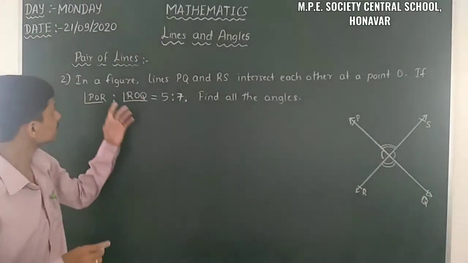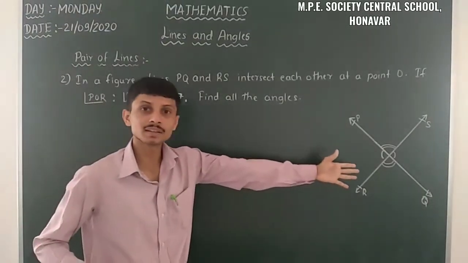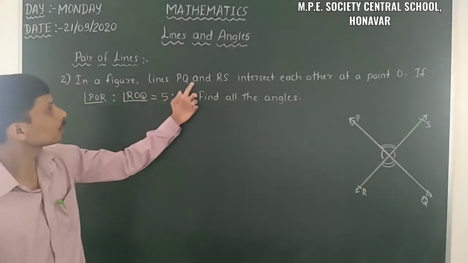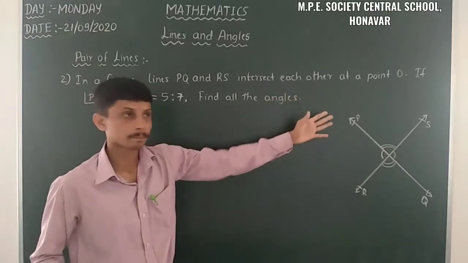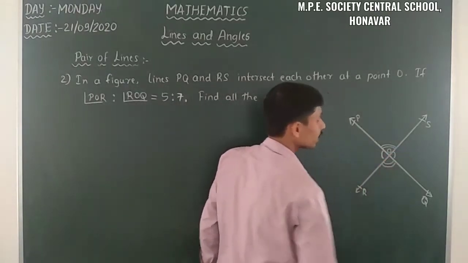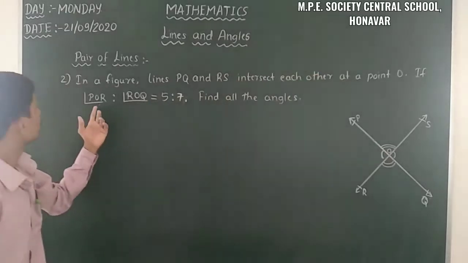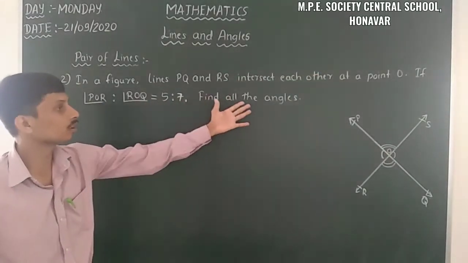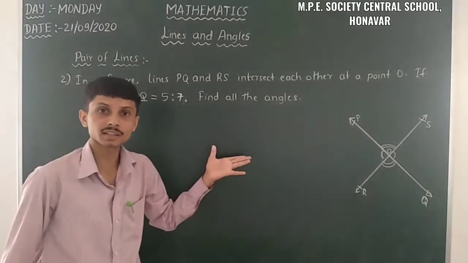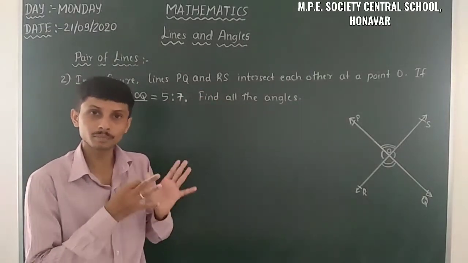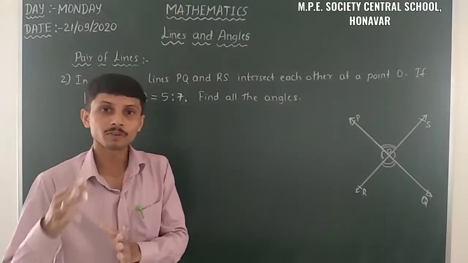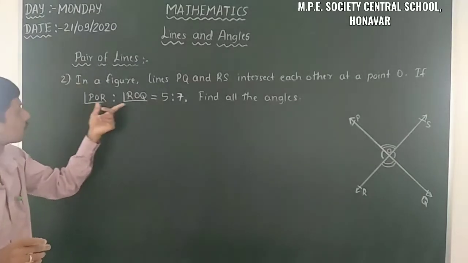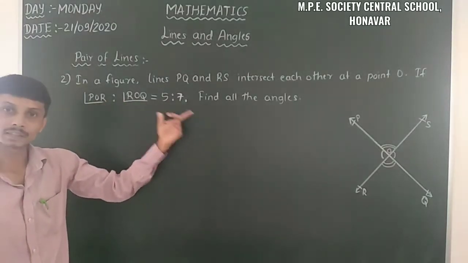The next question says that in a figure, the diagram of intersecting lines is already given. Lines PQ and RS intersect each other at a point O. If angle POR to angle ROQ is 5:7, find all the angles. Here the ratio is given. From that ratio, we have to find all the other angles. Firstly we have to find these two angles from the given ratio.